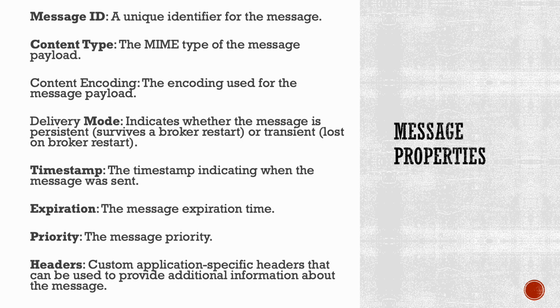Headers. Headers are custom application-specific metadata that can be included in a message. They allow publishers and consumers to exchange additional information about the message beyond the standard properties. Headers can be used to convey specific details or instructions related to the message processing, routing, or filtering. For example, headers can be used to indicate message versioning, origin, specific processing requirements, or any other application-specific context relevant to the message. Headers provide flexibility and extensibility to the messaging system, enabling tailored behavior based on the specific needs of the applications involved.